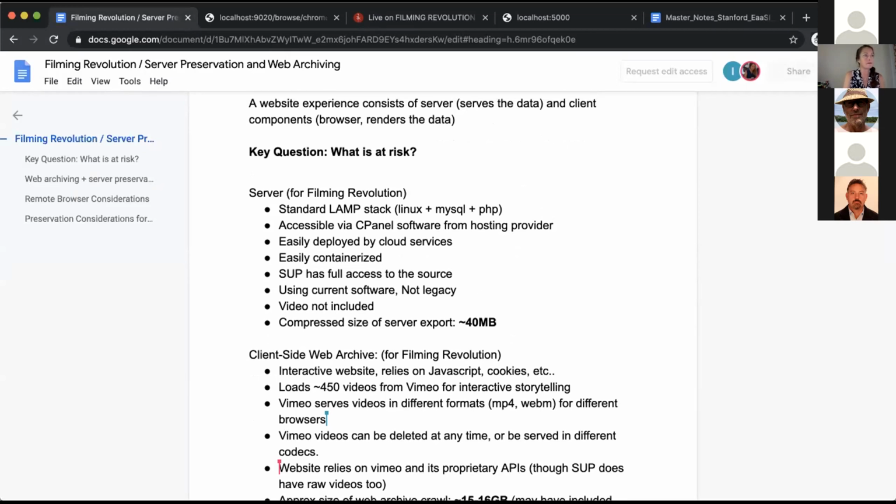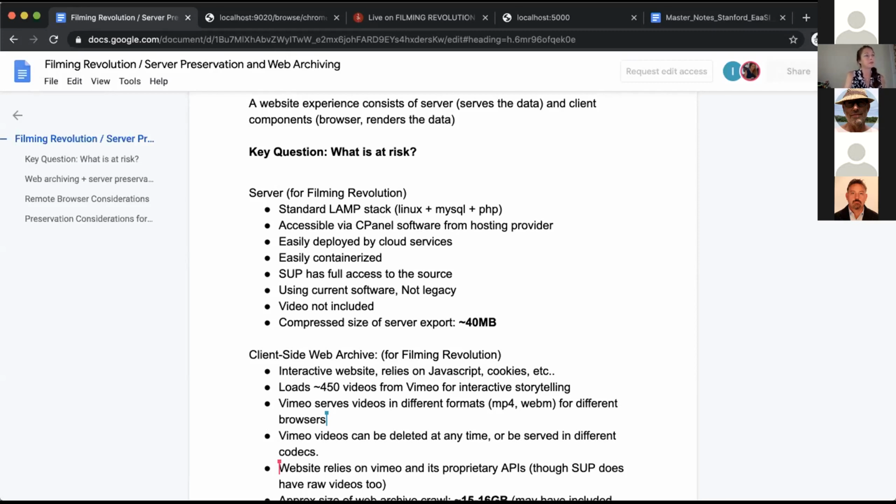But actually, the LAMP stack, although it took some time to set it up in EaaSI, is a very, very common, very standard piece of software. I mean, it's easily deployed in cloud services. It's easily containerized. It's not legacy like some of the other software that we've seen. It's not some software from the 90s. It's actually something that's currently available with today's technology.